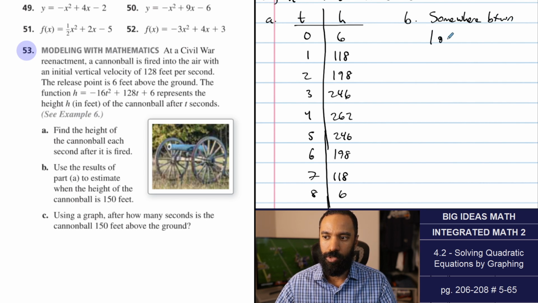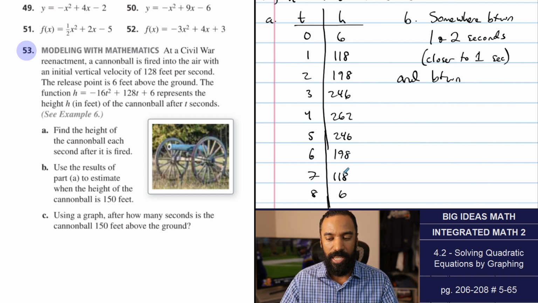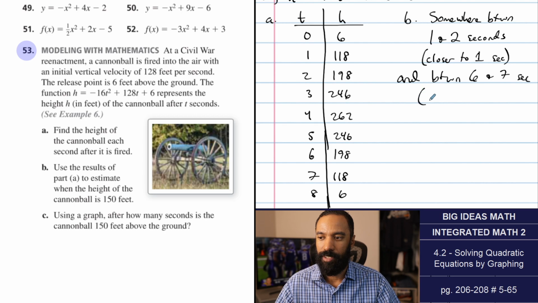somewhere between 1 and 2 seconds, closer to 1, and then between, now from 198 to 118, 118 is closer to 150, so 7 seconds. Somewhere between 6 and 7 seconds. Closer to 7.